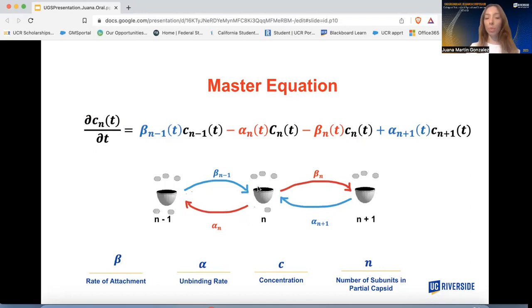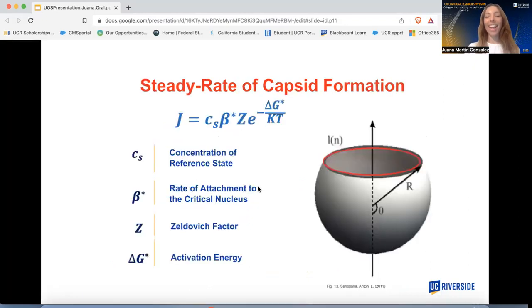In a very similar way, we can also study the formation of a partial capsid of size N-1 and N+1, where C is the concentration and N is the number of subunits in a partially formed capsid. And finally, we have the steady rate of capsid formation. This equation explains why we cannot actually see a partially formed capsid in the laboratory. The reason is that it's mathematically an exponential. That means it very quickly either forms into a fully formed capsid or goes back into free subunits.